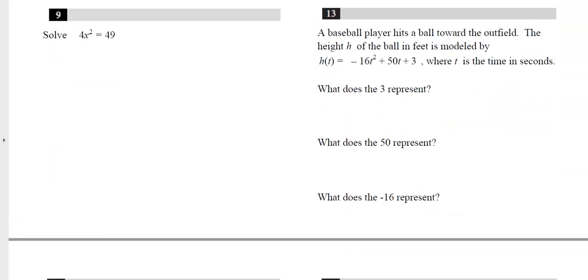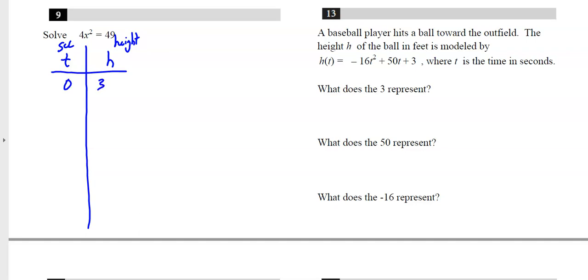Number 13, looks like we have a good old projectile motion problem. We've done a million of these. A baseball player hits the ball toward the outfield. The height of the ball can be modeled by, so, to boil that down, if you put this into a chart and graph this, now you can't do it here because we're not allowed to use a calculator, but if we plug in any value for seconds, this will calculate the height. So at 0 seconds, if I stick a 0 in there, I'm going to get an answer of 3.